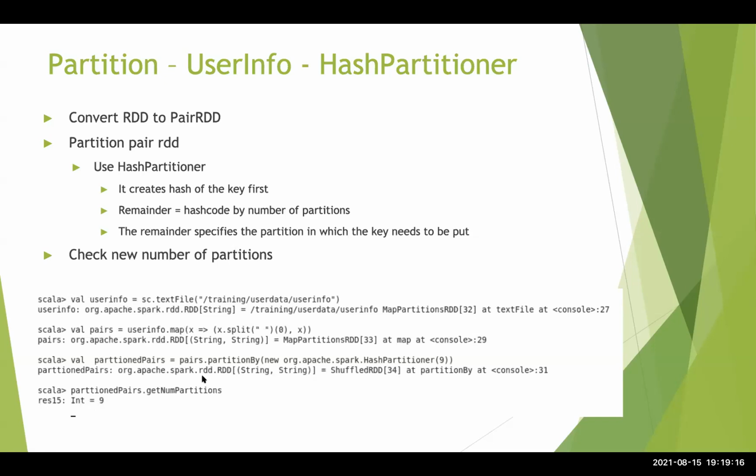Now some of these 9 partitions might remain empty, because that's the implementation of HashPartitioner. It does not guarantee that data will be there in all the partitions it has created. So some partitions will remain empty, and some partitions will have more records than the other partitions. I'll show you an example as well.